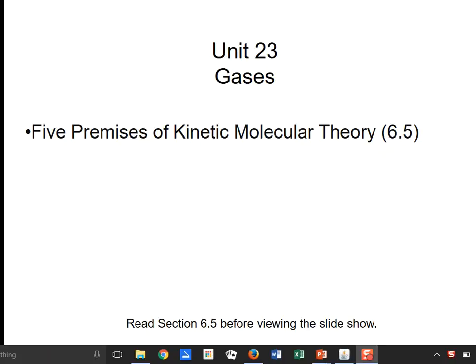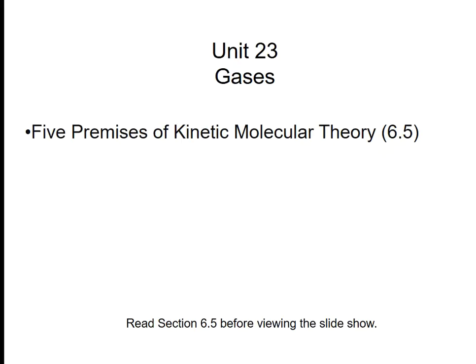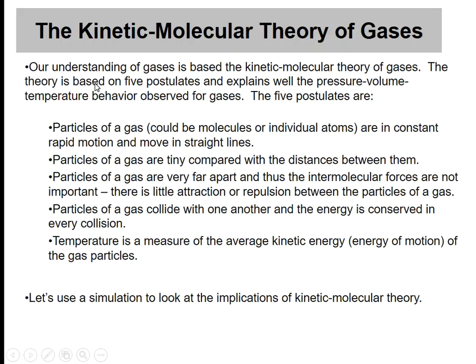Unit 23, we look at one of the theories that helps us understand gases and their properties quite a bit. We'll eventually look at gases and what the pressure, volume, temperature relationship is. But here, what we want to do is look at the molecular level, why the gases behave the way that they do. This is section 6.5 in your textbook, so you probably ought to take a look at that and read that before you go through this too much.